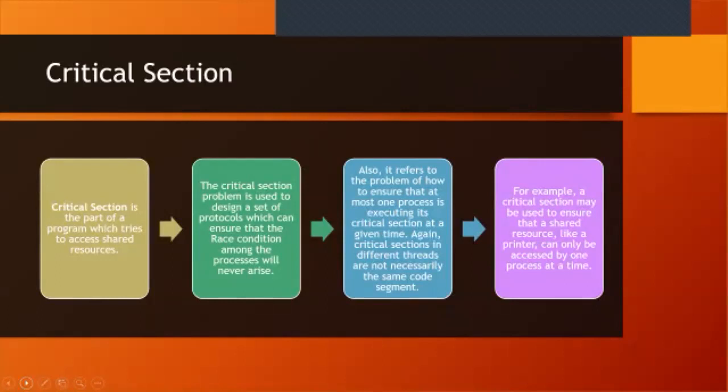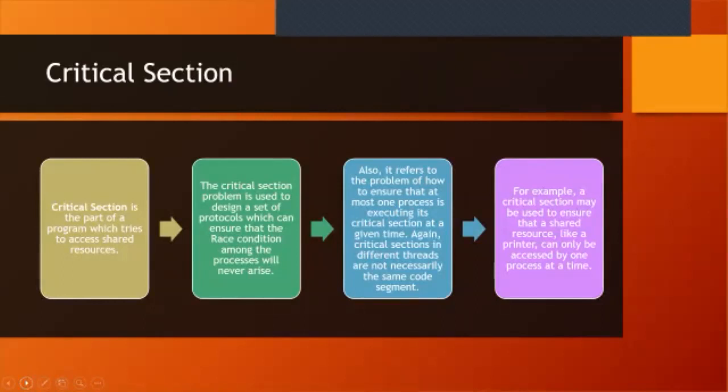The critical section problem is used to design a set of protocols which can ensure that the race condition among the processes will never arise. It refers to the problem of how to ensure that at most one process is executing its critical section. Again, critical sections in different threads are not necessarily the same code or data.